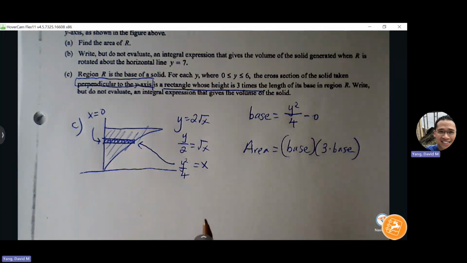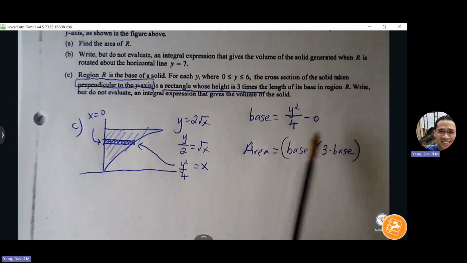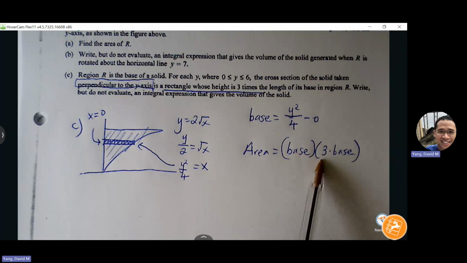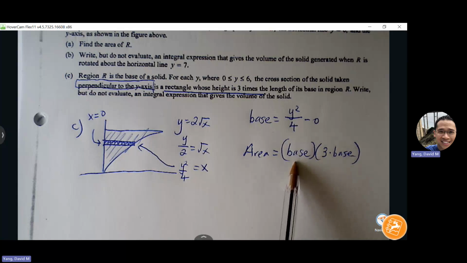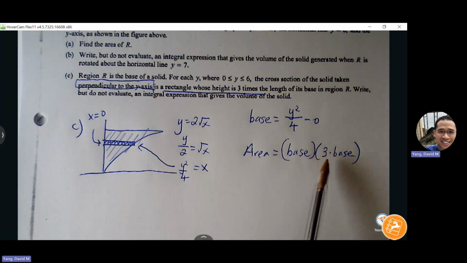So our base is y squared over 4 minus 0. The area, we had to build it from scratch here. We know rectangle is length times width, or width times height. So we know the base is 1 dimension. The other one is 3 times the base. That's the height. So basically our area is just going to be 3 times base squared.